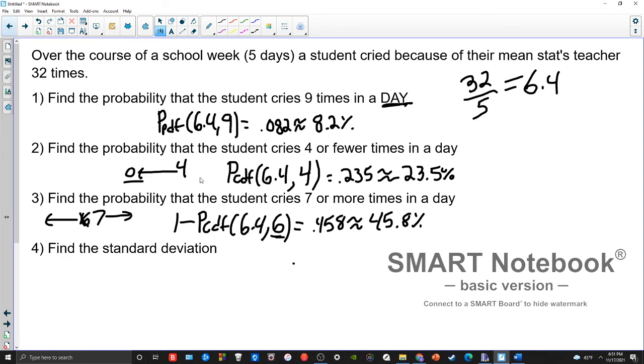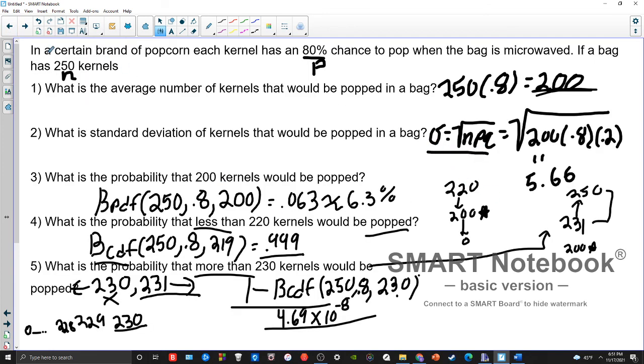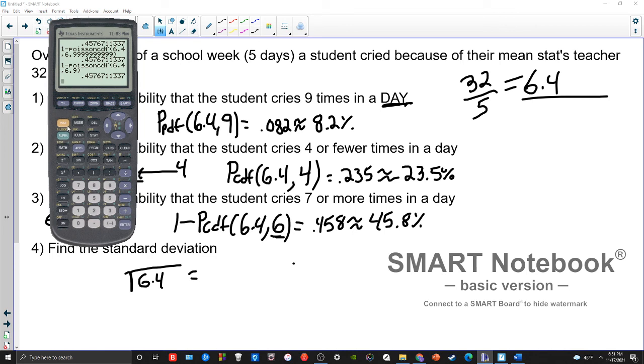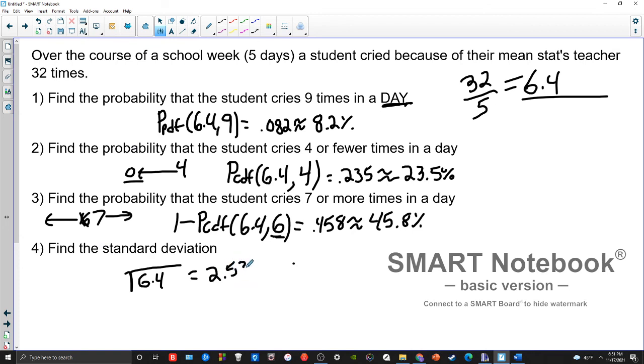Now, again, in binomial, it was root NPQ, right? Well, for Poisson, we don't have an N, we don't have a P, we don't have a Q, so all we have is the average. So we would just simply square root 6.4, and that'd be our deviation. So whatever the square root of 6.4 is, 2.53. And there's our standard deviation.